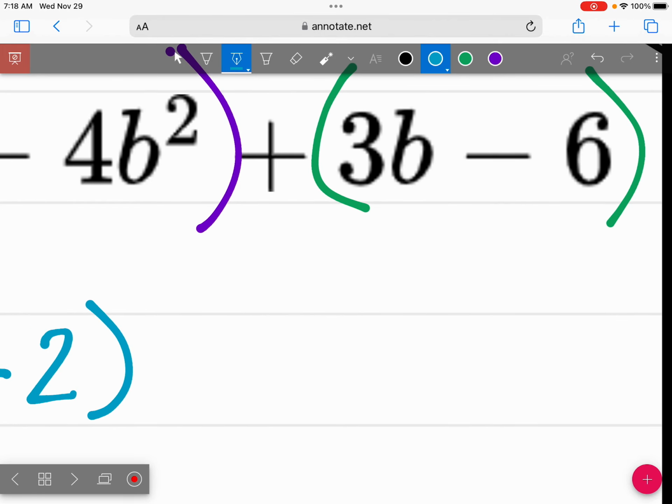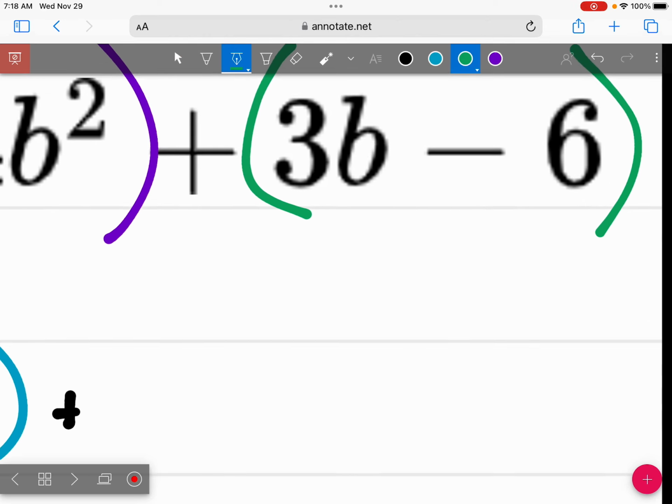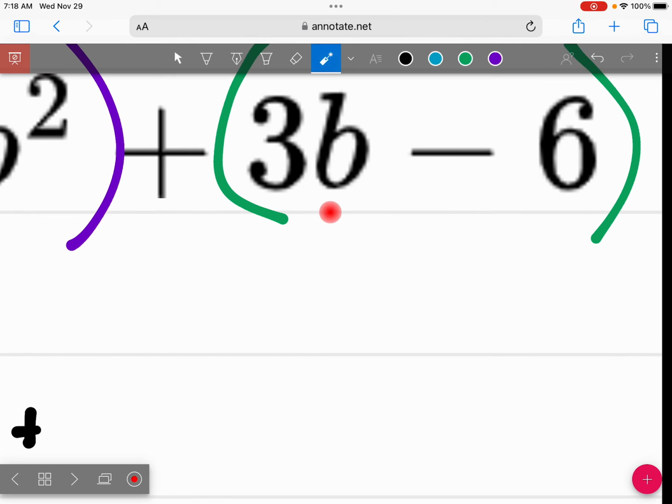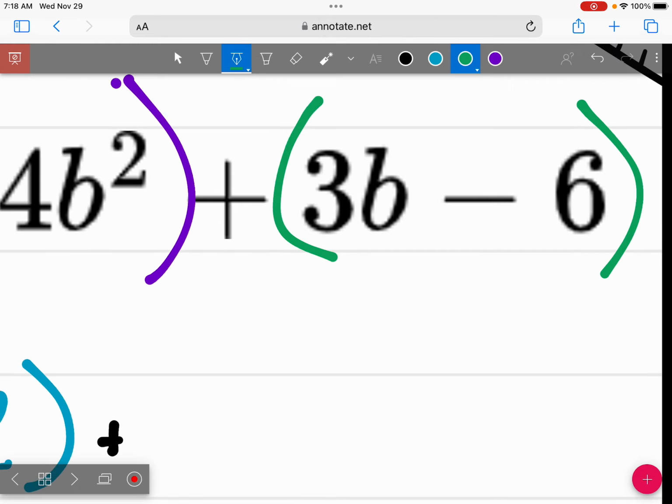Then we're going to do the same thing over here. On this green pair, what do they have in common? What's the GCF of these two, 3b and 6? On ours is just b. Ooh, love it when I've done things that are weird. Let me see. Oh, it is just a b and a minus 2. Okay, cool. We rock with that.